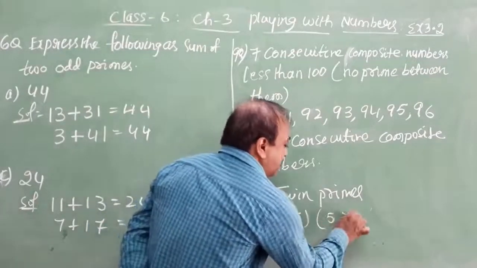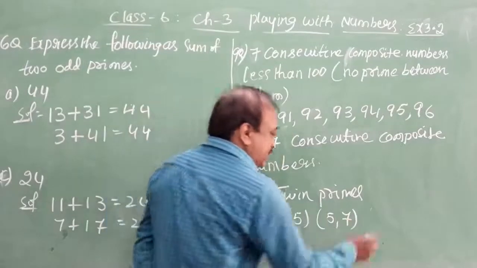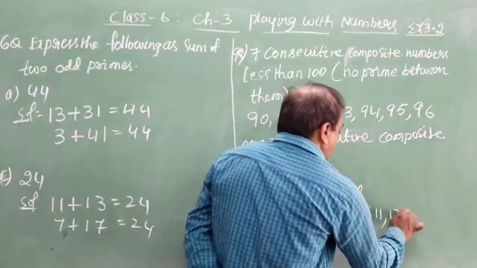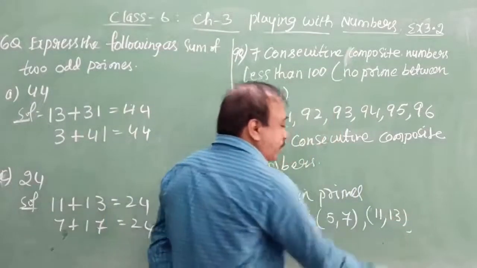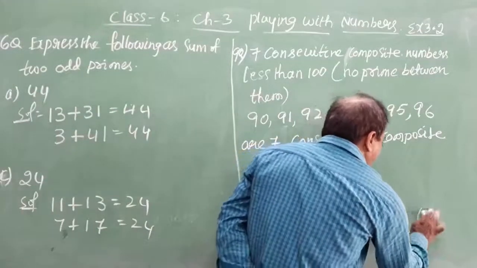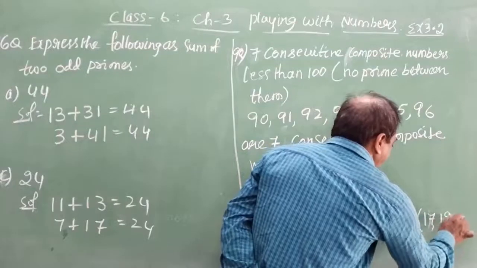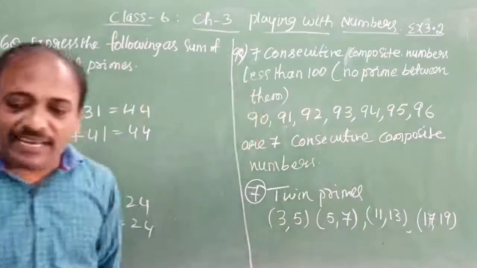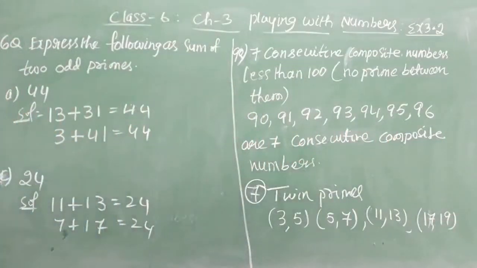Next 5, 7: the difference between these two is 2. 11, 13: the difference between these two is 2. 17, 19: the difference is also 2. So these are the twin prime numbers.